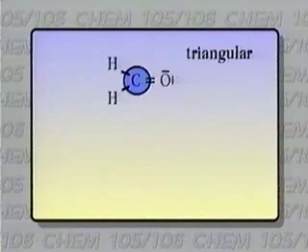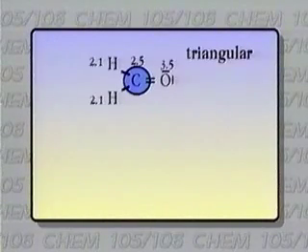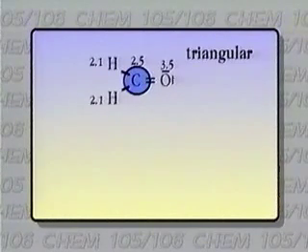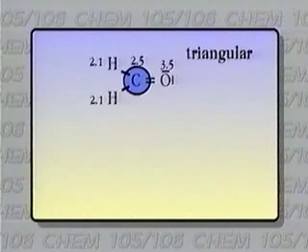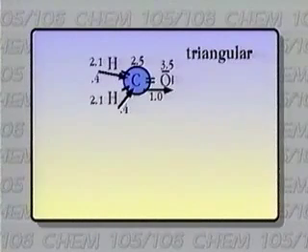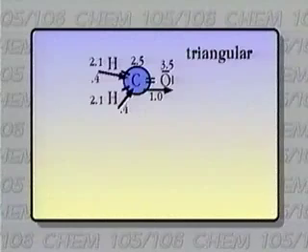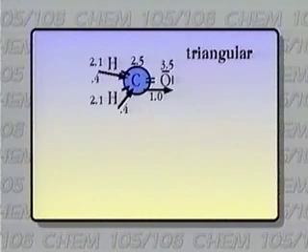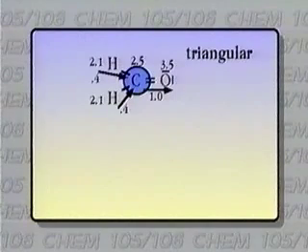Now, electronegativity wise, hydrogens are 2.1, carbon is 2.5, oxygen is 3.5. Those are our electronegativities that we're going to work with. So we have a vector acting in this direction with a magnitude of 0.4. We have a vector acting in that direction with a magnitude of 0.4. And then we have a vector acting in this direction with a magnitude of 1.0.